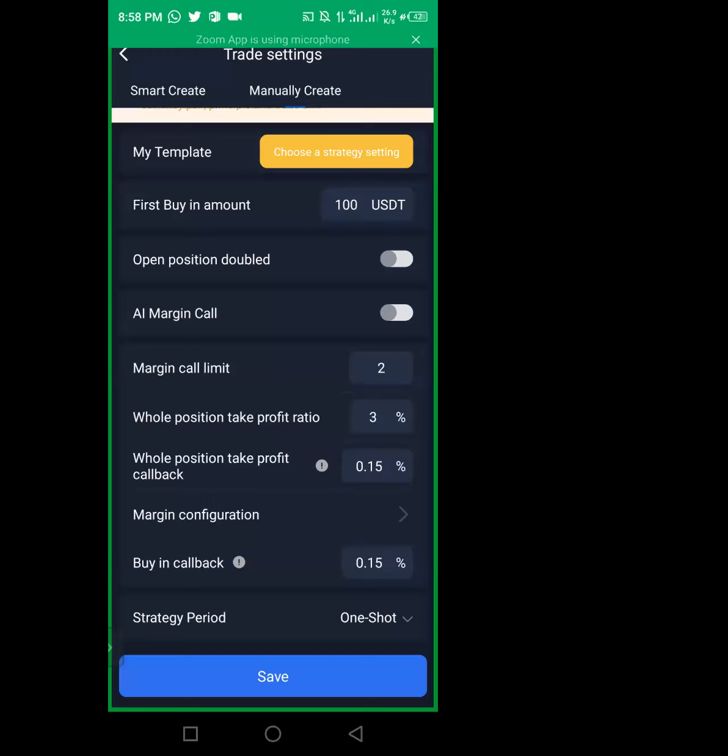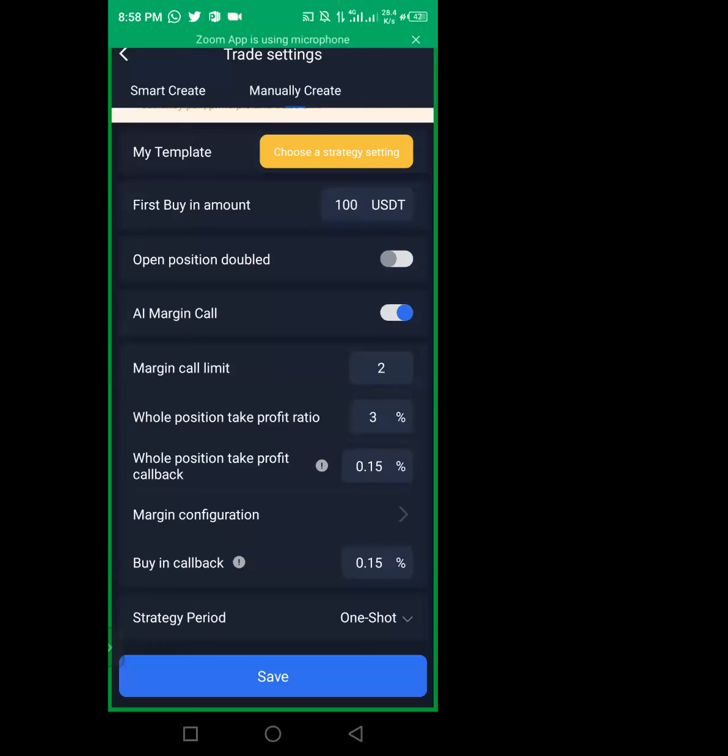It must trigger immediately. Then check for anytime there is a callback. There's a callback of 0. A buy-in callback of 0. Depending on what you set, the percentage before it will buy your margin. So that is the difference of AI margin calls. I believe I've been able to explain AI margin calls.